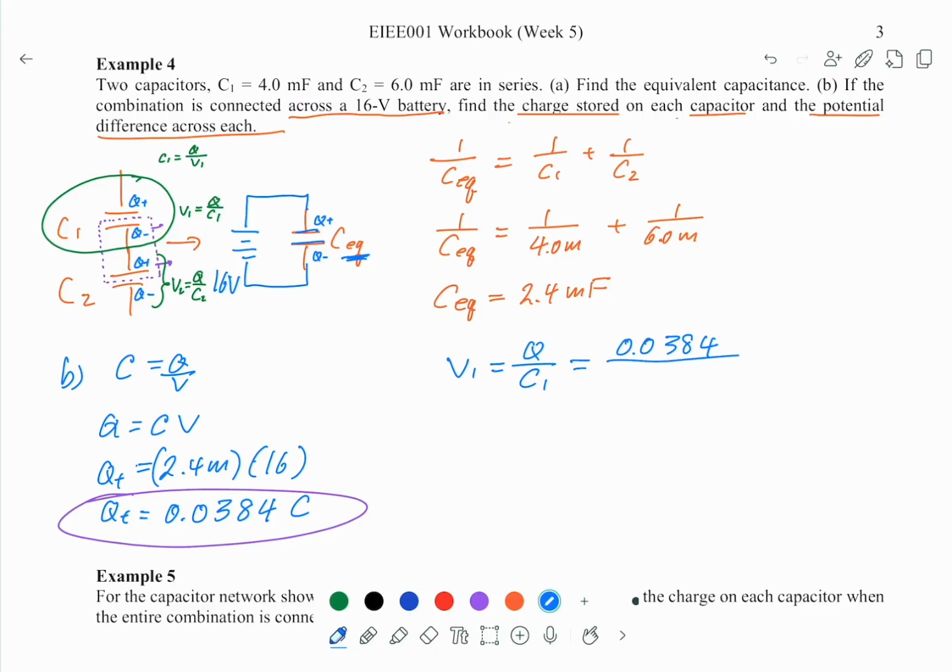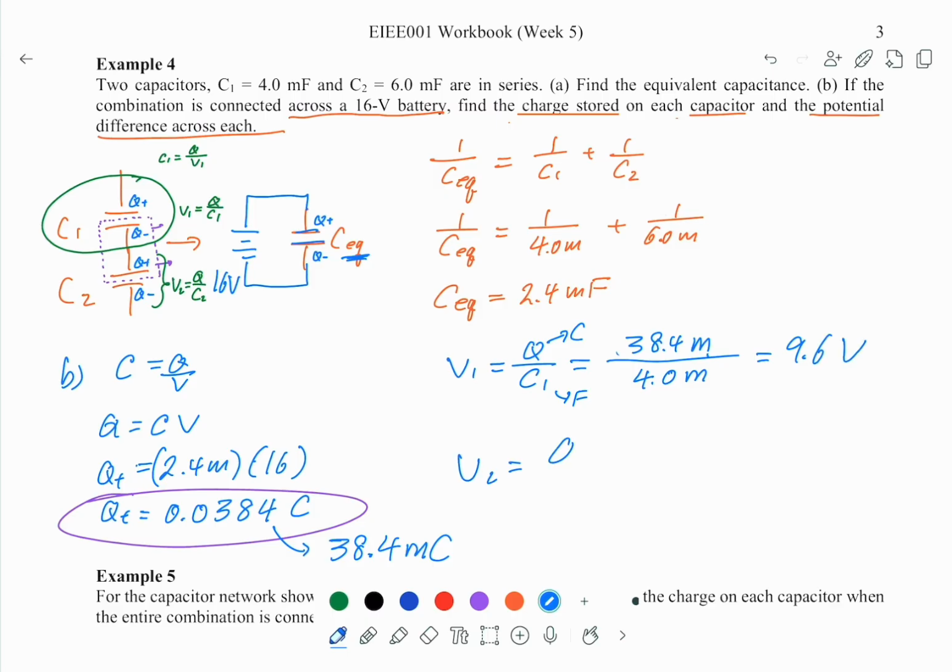And C1 is 4.0 millifarad. Now maybe we can rewrite this one as 38.4 millicoulomb, so this is easier. So I will use 38.4 millicoulomb. Here is coulomb, this is farad, but they're both expressed in milli. So the volt is easy. 38.4 divided by 4, we got 9.6 volt.